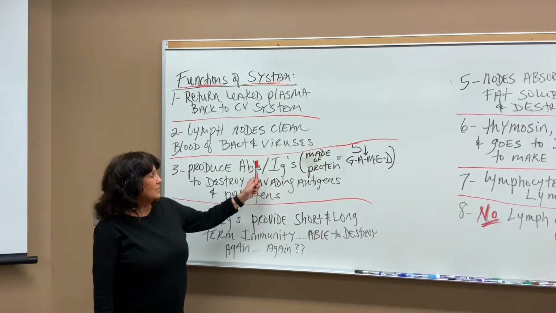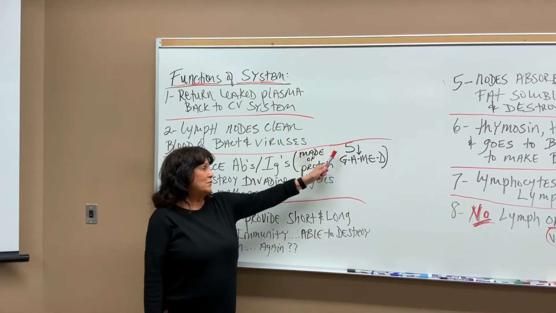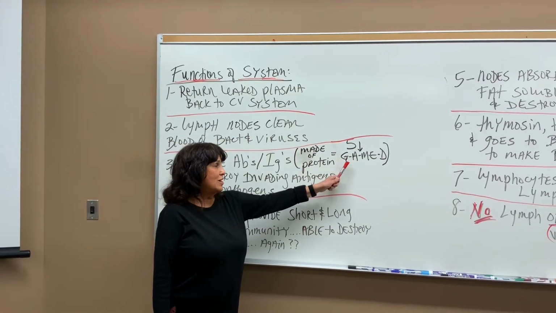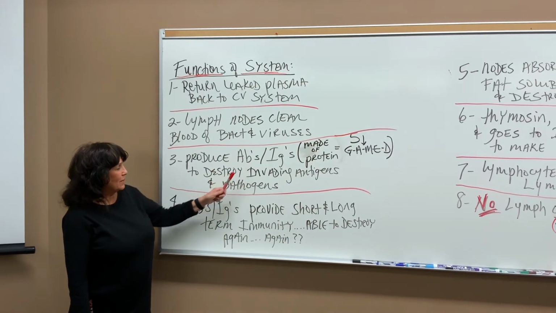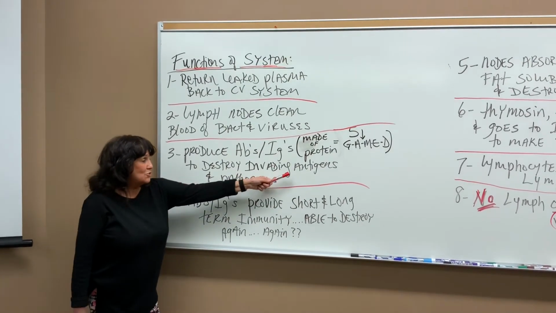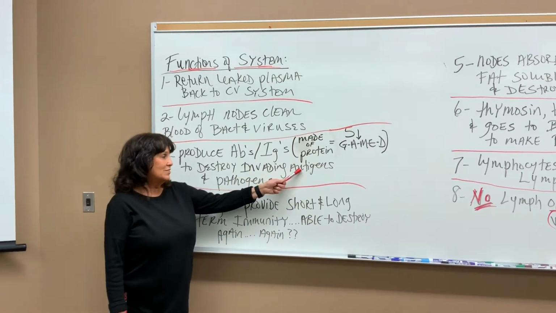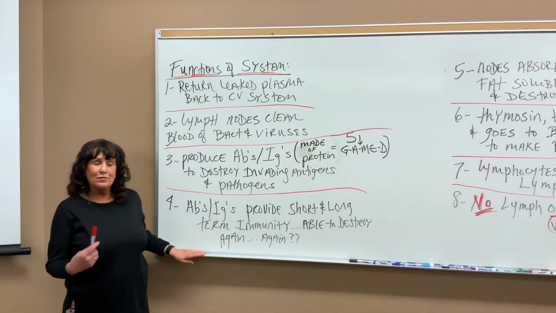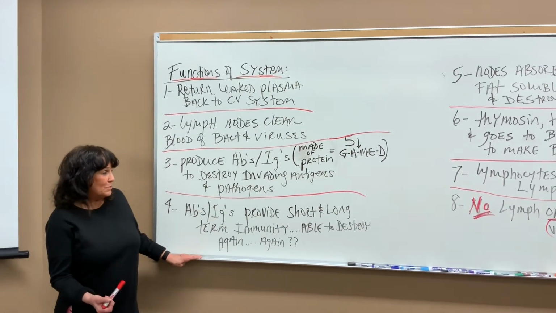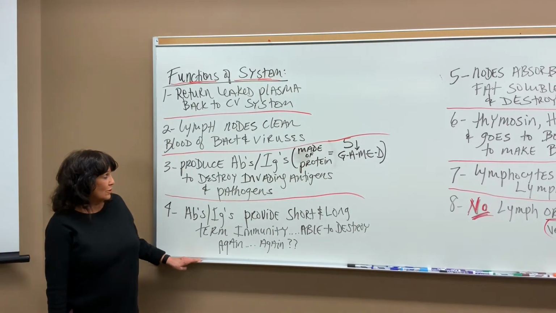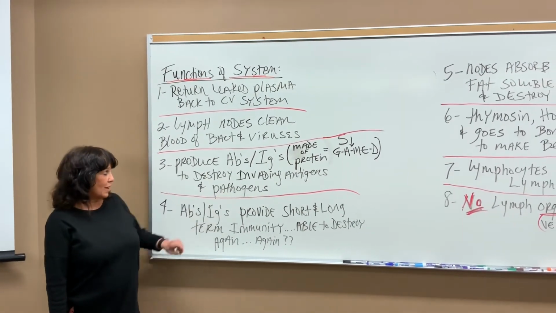All your antibodies / immunoglobulins are made of protein, and there are 5 of them, 5 specific ones, GAMED. And those antibodies destroy invading antigens and pathogens, all right? So anything that's an antigen is something that's foreign to the body that comes in, and it may cause problems for the body and the tissues and the organs. And pathogens are disease-producing organisms, absolutely.